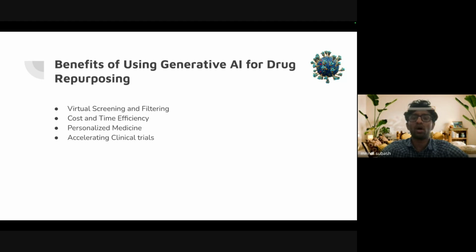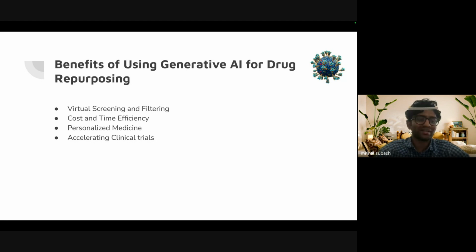As AI learns about this, and as large language models keep coming up and get trained for personalized medicine, it can identify these biomarkers effectively, and it can help patients benefit from this repurposed drug. So this is one of the benefits of using generative AI in the long run.